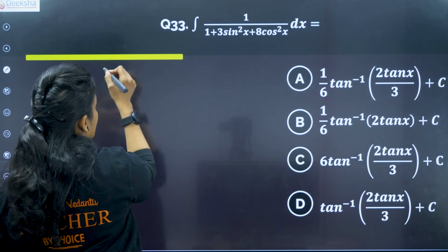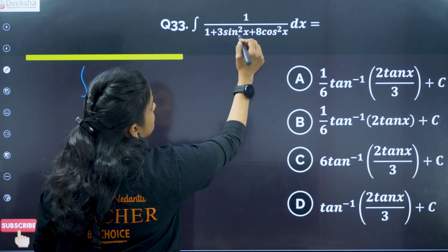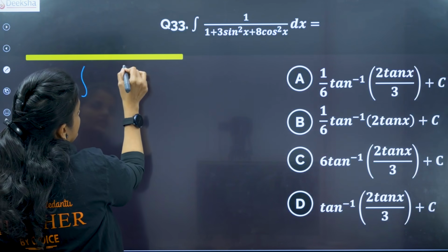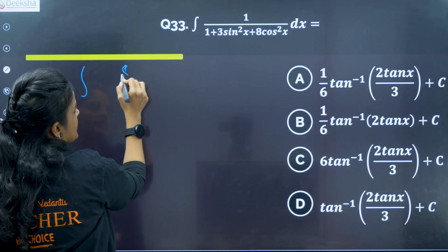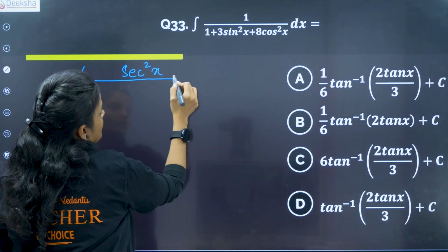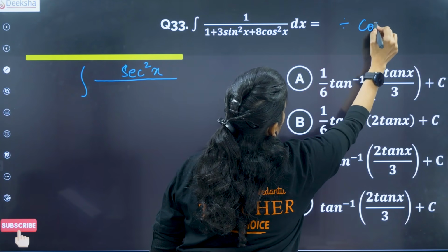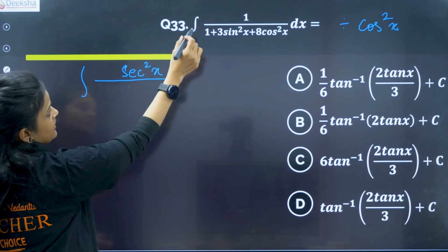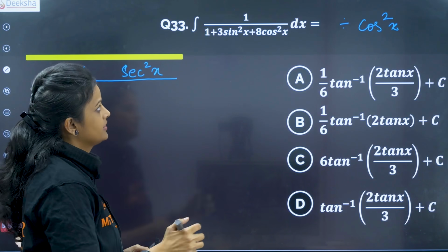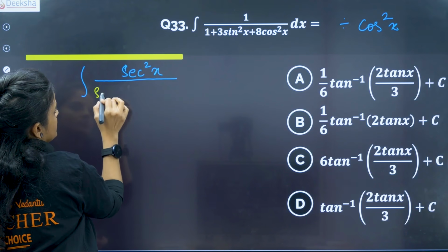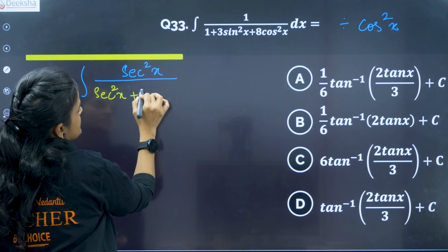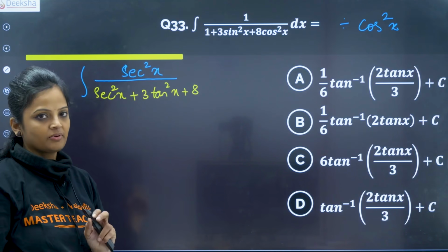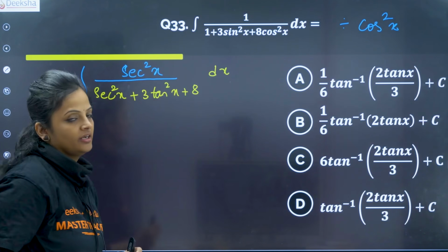So bring that into tan here by dividing by cos square. If you divide the numerator and denominator by cos square, I will get 1 divided by cos square, which is directly secant square. Okay, so divide by cos square x. So here 1 divided by cos square gives secant square, and in the denominator also I divide by cos square. So secant square x plus 3 times tan square x, plus cos square cancels and we are left with just 8, into dx. Okay, now what will we do?